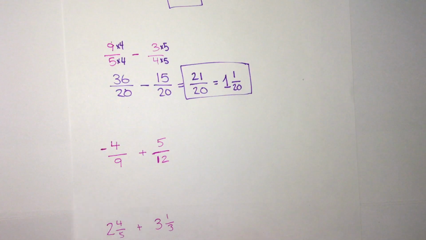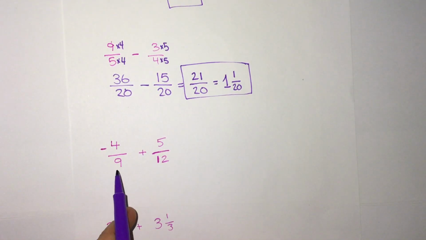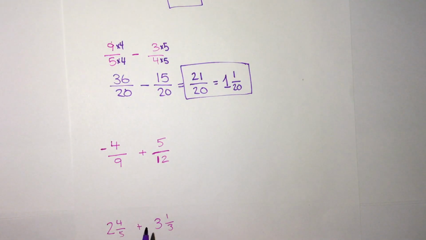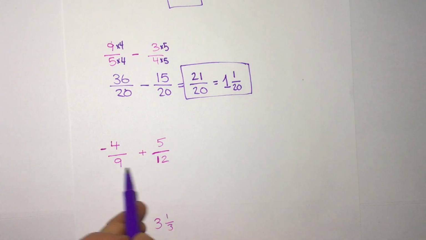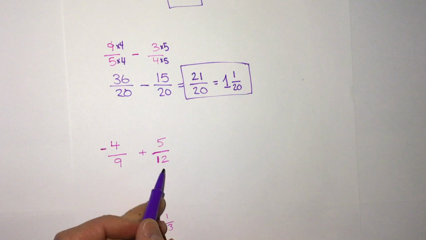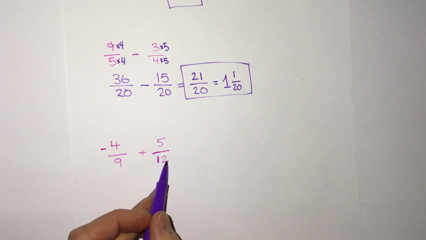So we'll look at one more that's not a mixed number, and we'll look at one that has a negative here. So we have -4/9 plus 5/12. Now again, we want to look for the least common multiple. 12, 9 doesn't go into that. 24, no. 36, yes.